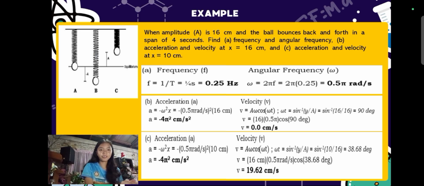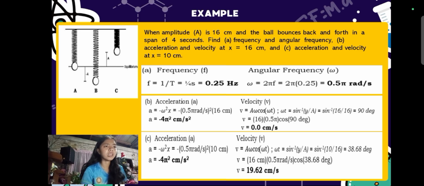Next is how to find the acceleration. The formula for acceleration is a equals negative omega squared y, where omega is equal to 0.5 pi radians per second, and then we have this times the displacement. So the answer for this will be a equals negative 4 pi squared cm per second squared.